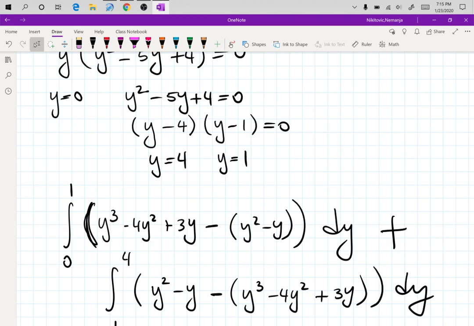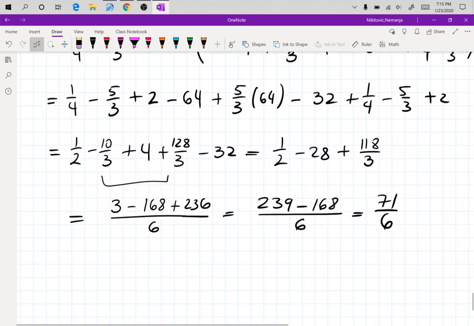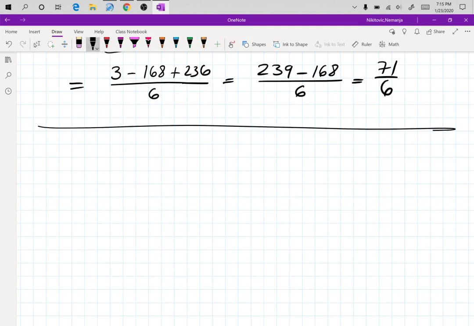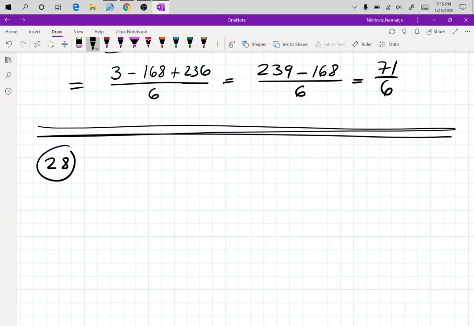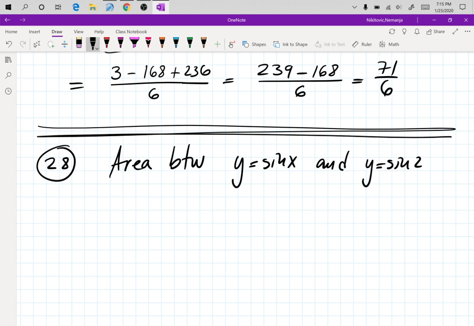The last problem to practice for 6-2, before they take the break, is, let's do something civil. Here, problem 28, area between y equals sine x and y equals sine 2x.